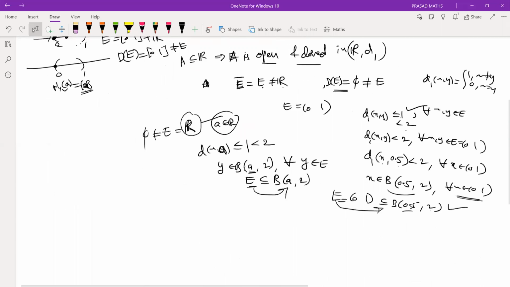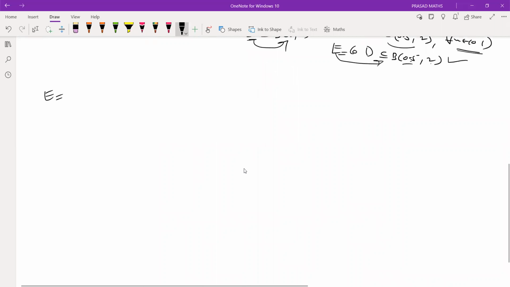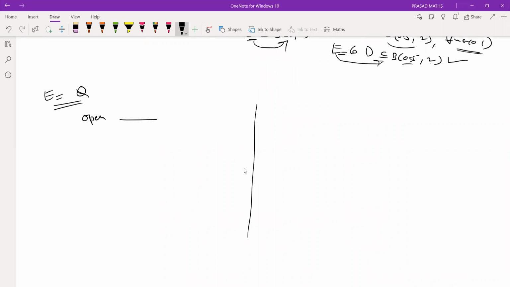Suppose you take another one. Suppose my set is Q, the rational numbers. The question is, is it open in the discrete metric? Yes. In a discrete metric space, it is always open, because any subset of R with respect to the discrete metric is open. My set is in the discrete metric, and on the right side is the usual metric. Is it open with respect to the discrete metric? The answer is yes, because any subset of R with respect to the discrete metric is always open.